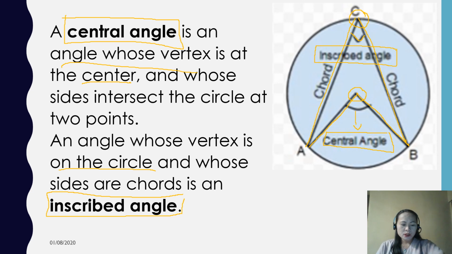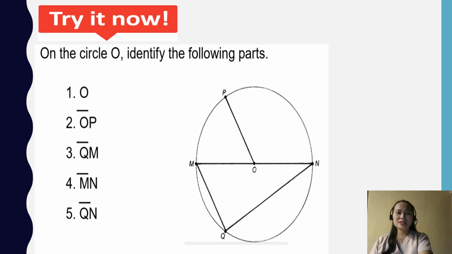So, vertex at the center is the central angle, and vertex on the circumference of the circle is the inscribed angle. Let's try now on circle O, identify the following parts. For number 1, we have O. Number 2, segment OP. Number 3, segment QM. Number 4, segment MN, and segment QN for number 5.